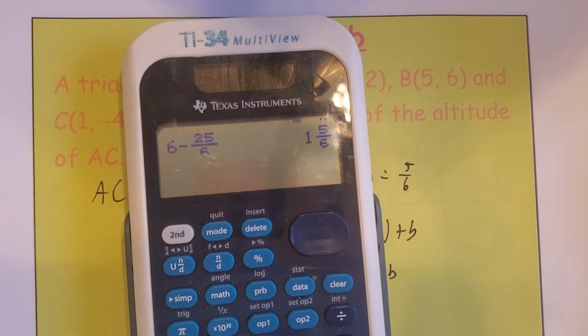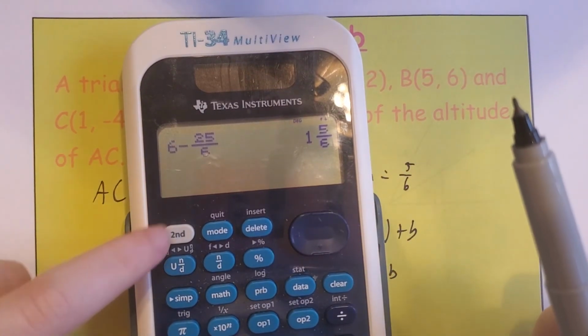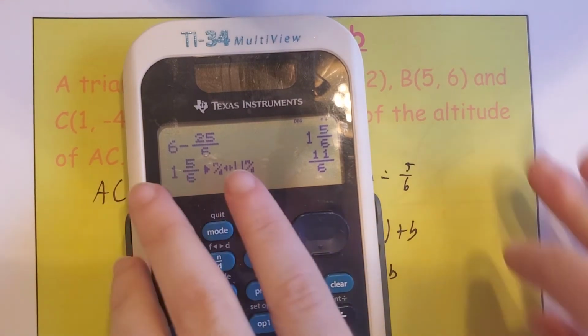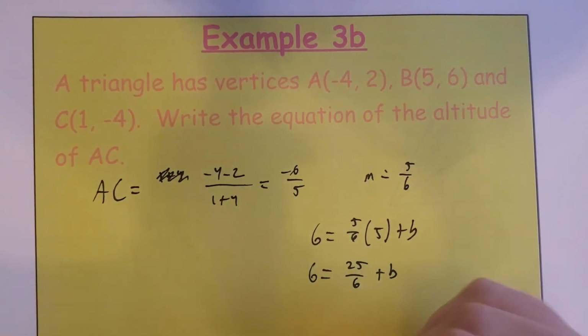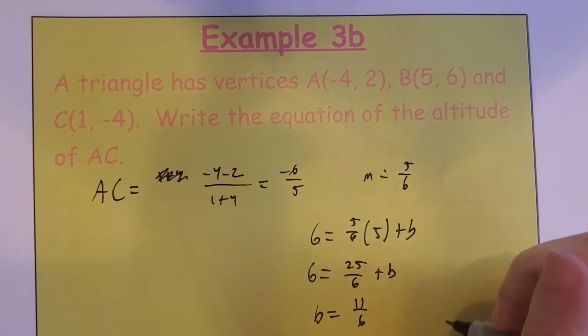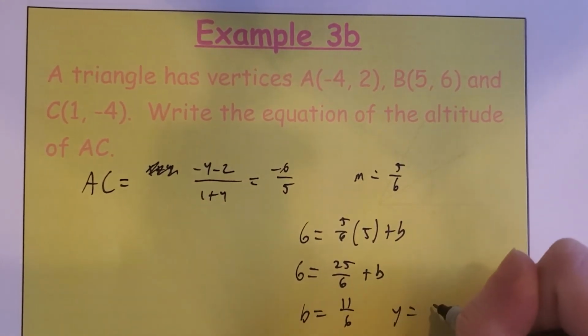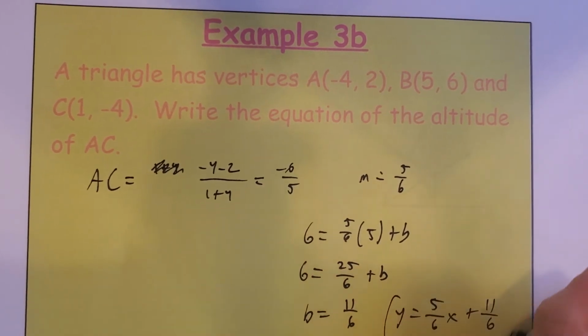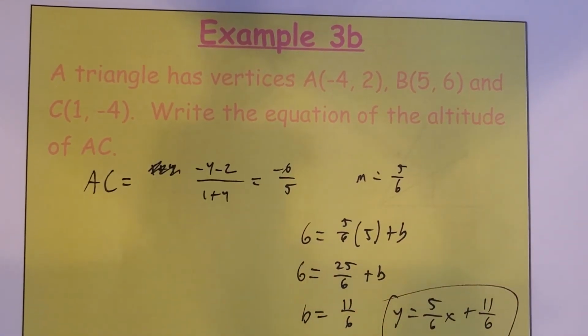Okay. And then I'm going to use this button up here to convert that to an improper fraction, 11 over 6. Sweet. So the y-intercept is 11 over 6, which means the equation is y equals 5 over 6x plus 11 over 6. Ooh, a lot of fractions. Again, shouldn't be a big deal considering this is a level 1 course.